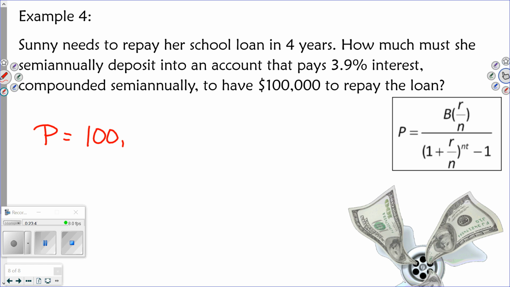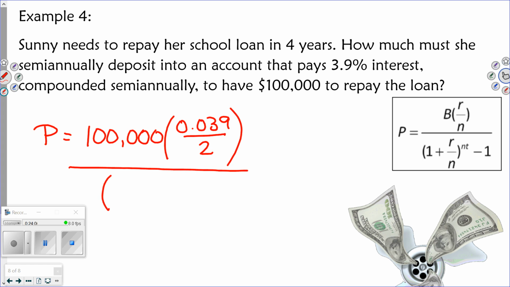We want 100 grand. Have you guys gotten to the point where you're no longer writing down the formula? What's semi-annually? That's twice. All right, that's what the formula should be. So let's go ahead and type it in and see if that's actually what we get.